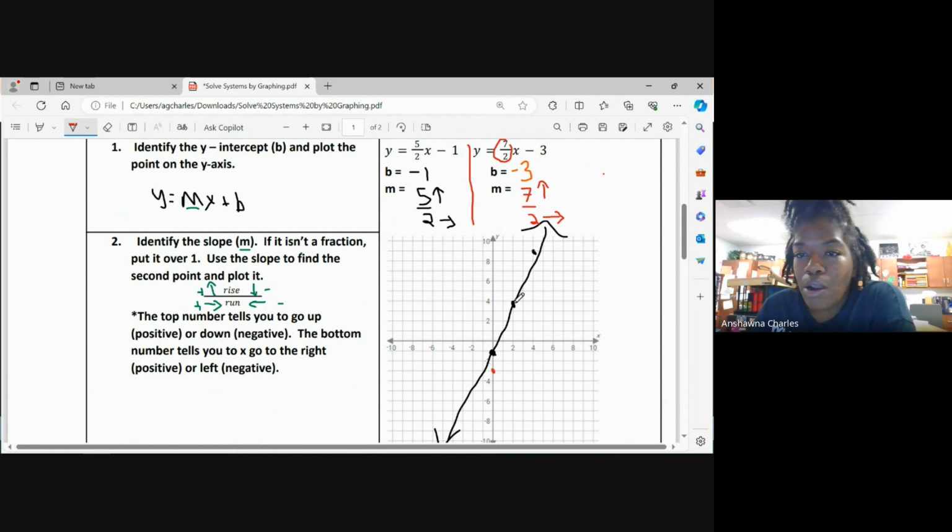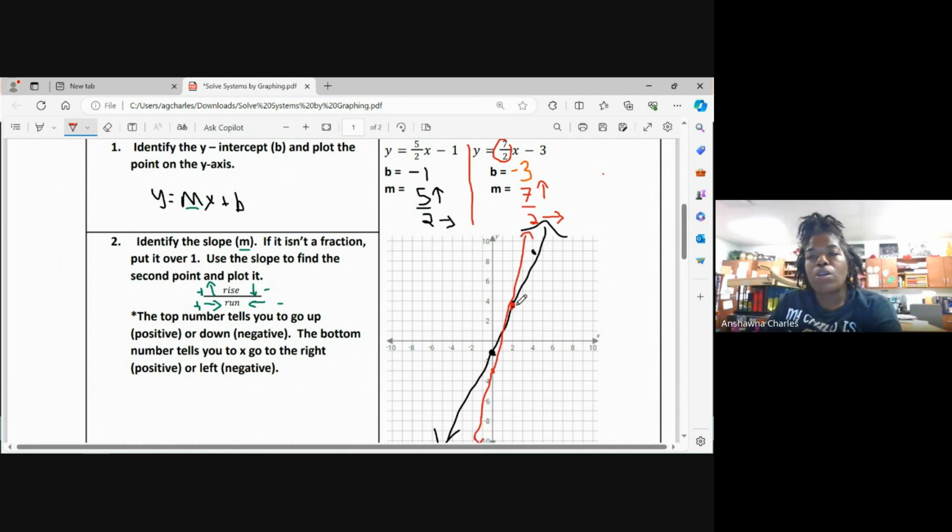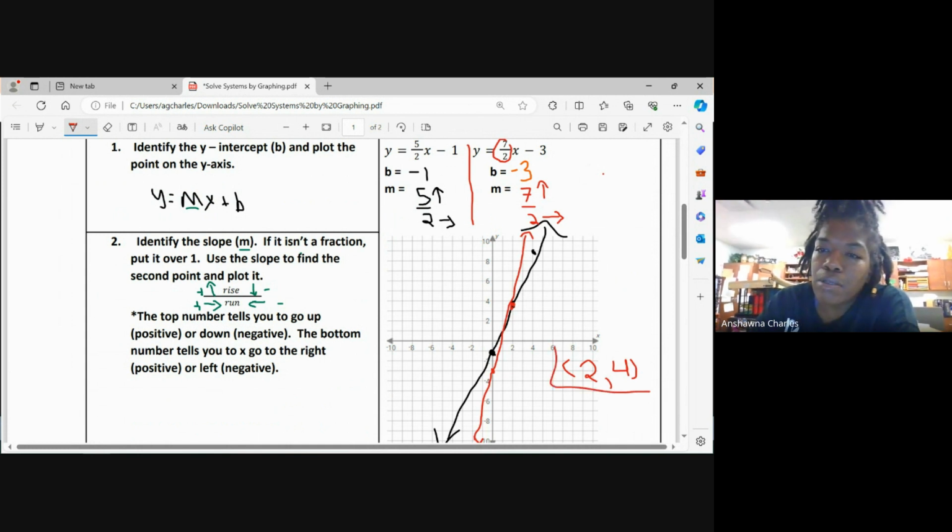1, 2. Look, I already found the intersection. They both have this same point, okay? So then I'm going to try to draw my line straight again. Remember, I'm doing this with my finger, so it's a little crooked. But I already know the intersection. That's my solution right there. So my answer to this one would be at 2, 4. That would be my answer, okay?